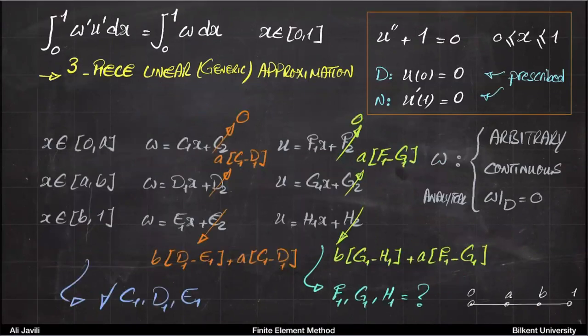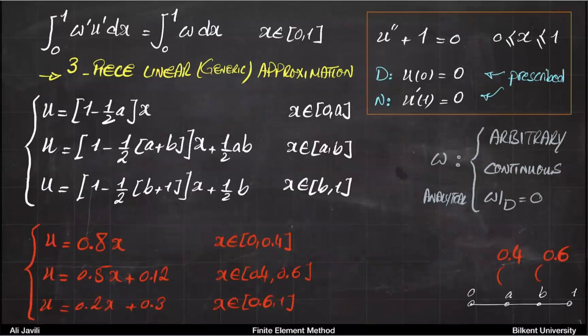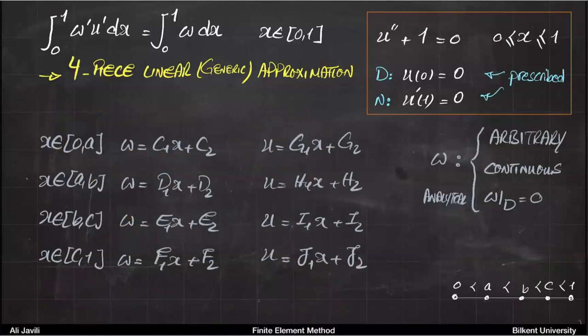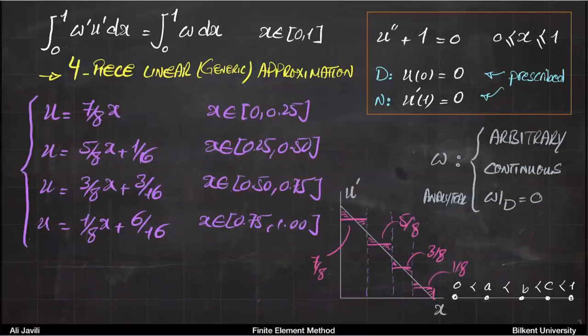We also looked into three-piece linear approximation. A similar observation holds here about the areas, and also you can see that you hit the analytical solution at nodes. Obviously, by increasing the number of pieces, you get better approximations. The same thing holds if you have a four-piece.